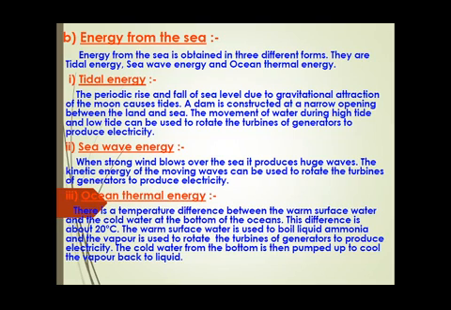So students, in the ocean there is a temperature difference between the warm surface water and the cold water at the bottom of the ocean. It means at the surface the water is warm, while as we move down in the ocean the water temperature becomes cold at the bottom, and this difference of temperature is about 20 degrees centigrade.